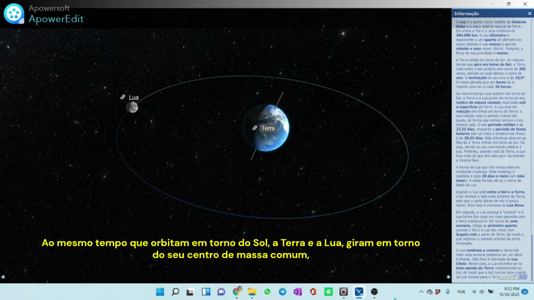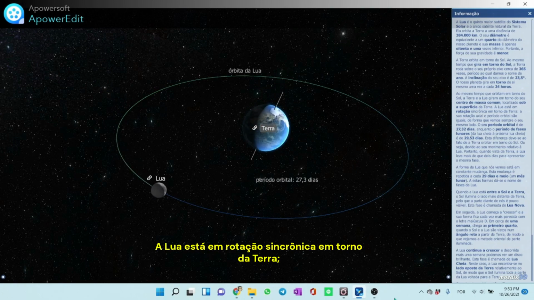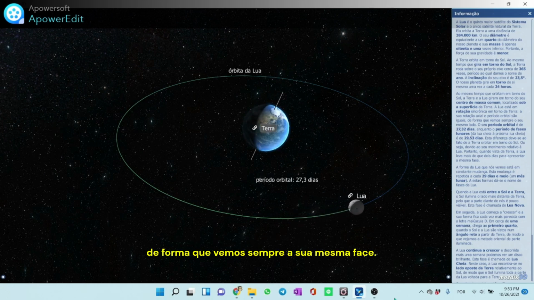While orbiting the Sun, the Earth and the Moon orbit their common center of mass, located below the surface of the Earth. The Moon is in synchronous rotation around the Earth. Its axial rotation and orbital period are the same. Therefore, we always see the same side.